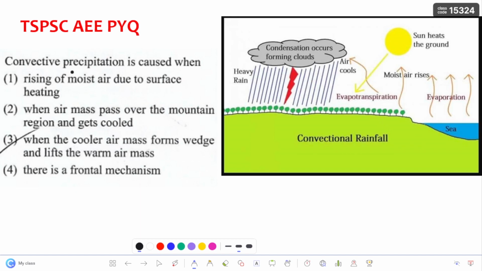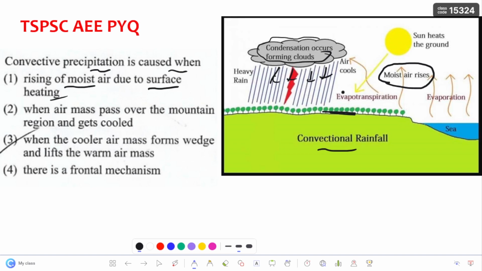Coming to the other question, convective precipitation is caused when? Here you can see in this image, convective precipitation is caused when the radiation coming from the sun heats the ground surface and warm air rises with moisture in it. That means moist air will rise into the atmosphere, and when the air cools in the clouds, rainfall takes place. This is the concept of convectional rainfall. So due to surface heating, moisture will rise because of the heating by the sun. So you can say this is the right answer.